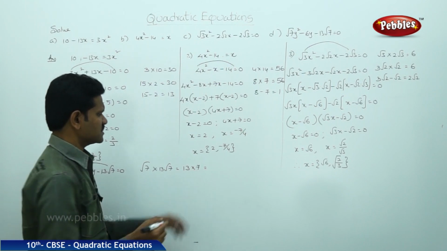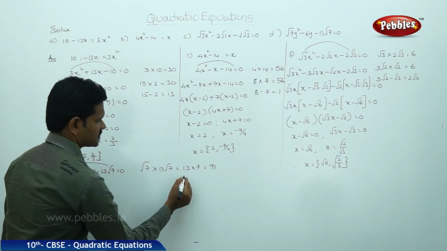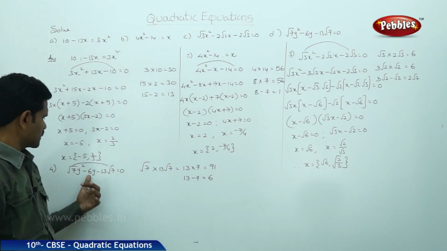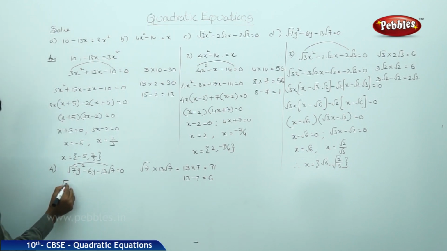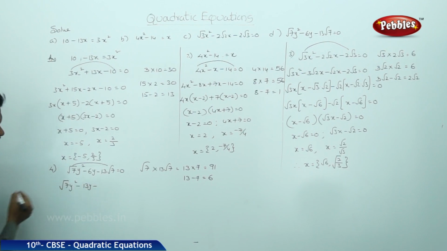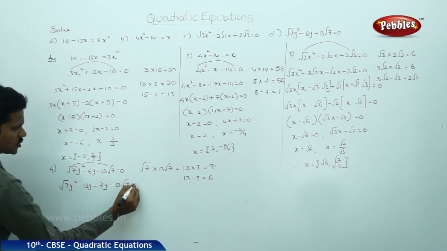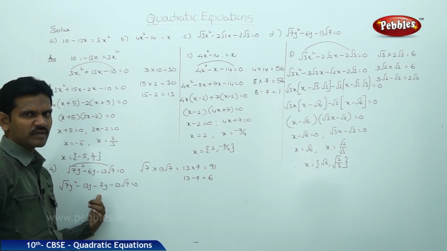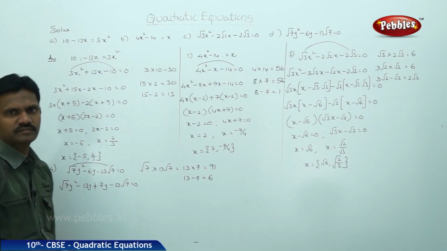That is 13 sevens are 91, and 13 minus 7 is equal to 6. That is, after subtraction I must get the number 6. Therefore arrange this: root 7y square minus 13y plus 7y minus 13 root 7 is equal to 0. Now here see, minus 13 minus 7 will give you minus 20, but here the minus 6 is there. That's why arrange like this.